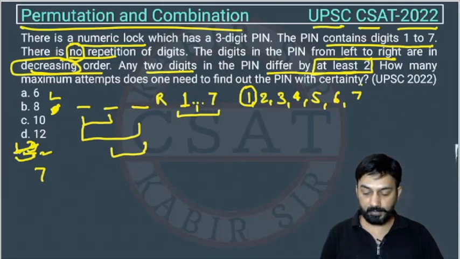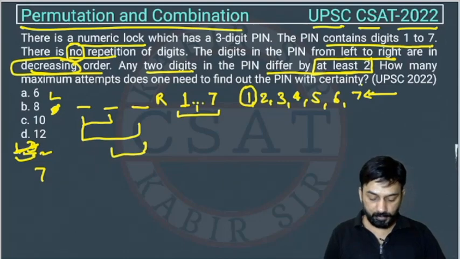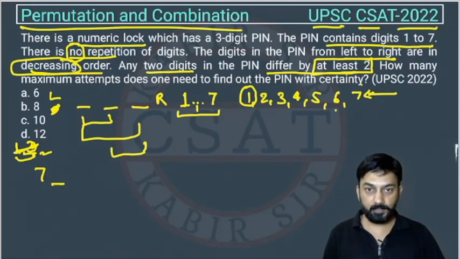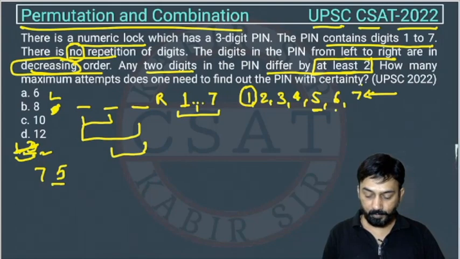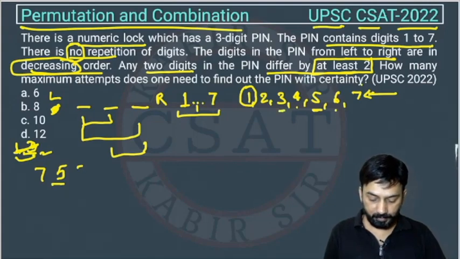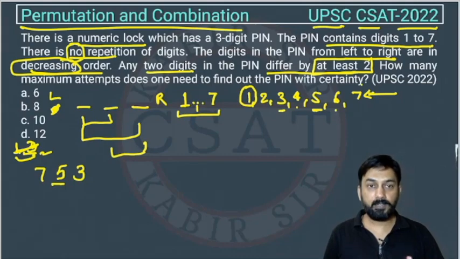So we are starting with 7, from the back side we are starting. If this is 7, then the next digit cannot be 6 because the difference will be less than 2. So the second digit can be 5. Now after 5 the digit cannot be 4 because the difference should be 2. So the next digit can be 3. So one password can be 753. Similarly we have to generate the passwords.